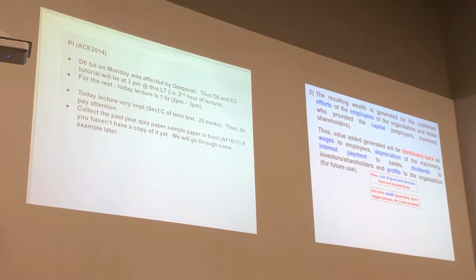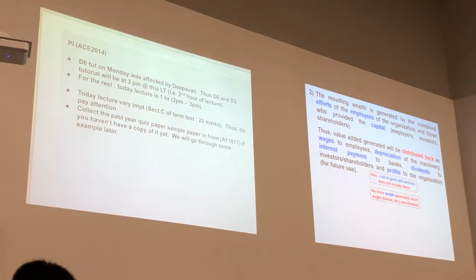So this wealth created, as we said just now, is distributed back as what? Wages. It is also used to pay for the equipment, depreciation, all these sorts of things. So for the equipment, we don't pay like $100,000 straight away. Every year, the money that we earn is used to pay for the equipment.